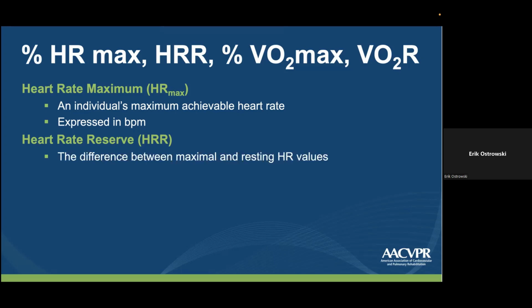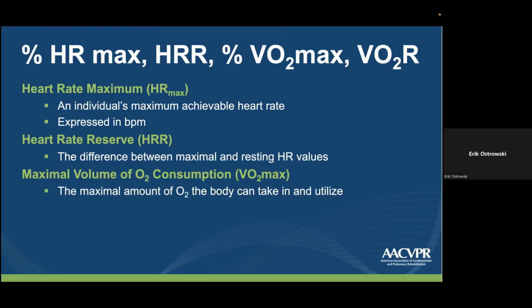We can use heart rate reserve, which is just the difference between the individual's max and resting heart rate values. Ideally, once again, those are directly measured. So directly measured resting heart rate compared to directly assessed maximal achievable heart rate, and then prescribing a percentage of intensity based on that. And we can do essentially the same thing we did with percentage of heart rate max and percentage of heart rate reserve, as we can with volume of oxygen consumption.